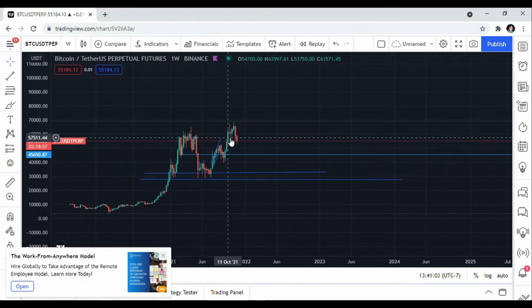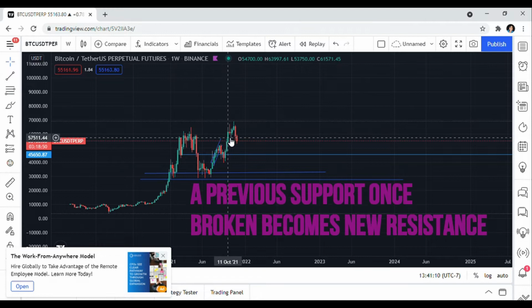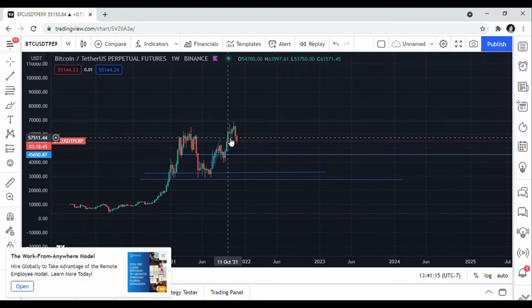Same thing with support. If a price has broken down the support, then that previous support now becomes the new resistance. That means if the price has closed below that support and tries to go back up again, it's going to get rejected, because that support it broke is now the new resistance, and price has to consolidate for a while before it can actually break that resistance.